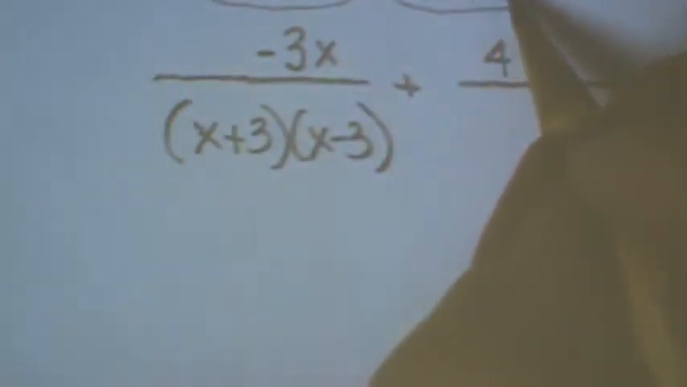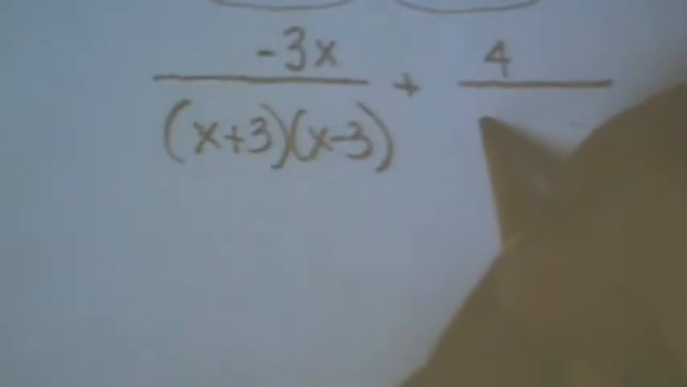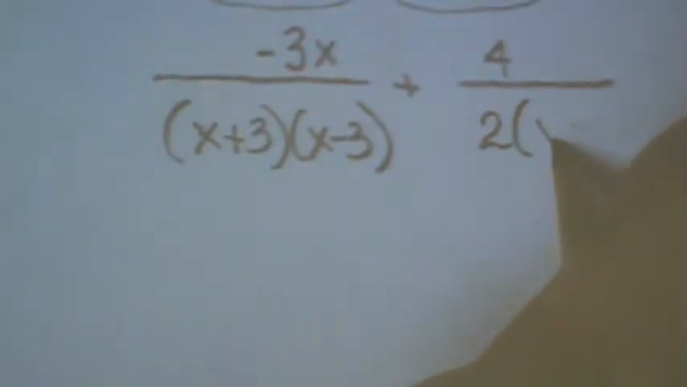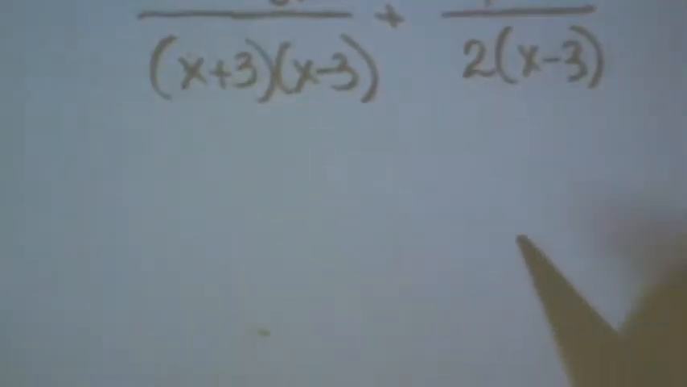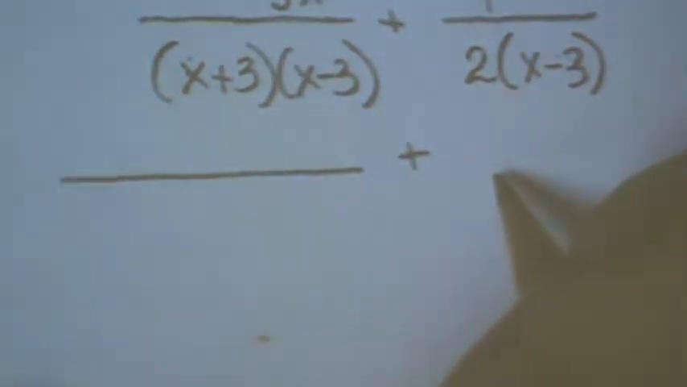How do you factor 2x minus 6? Can you just take out a 2 and put x minus 3? Okay, now let's take a look at what our common denominator is.